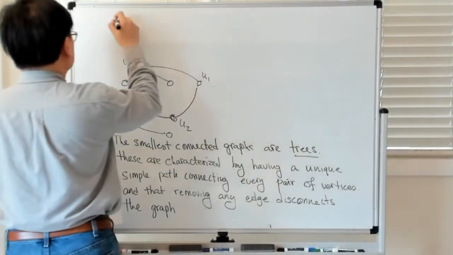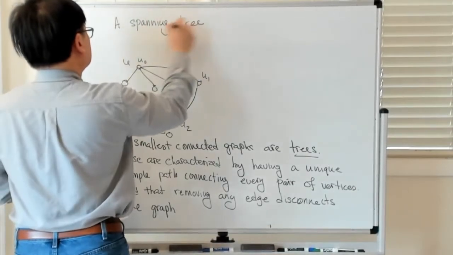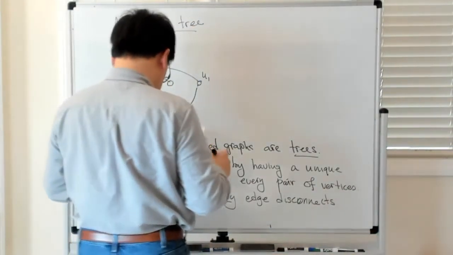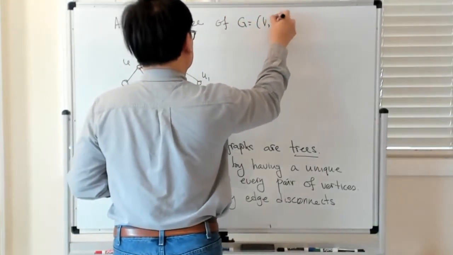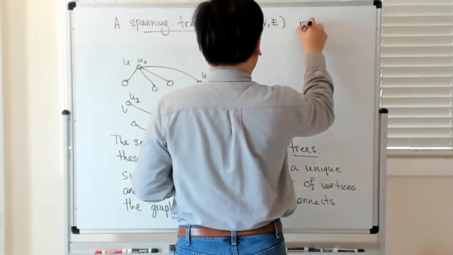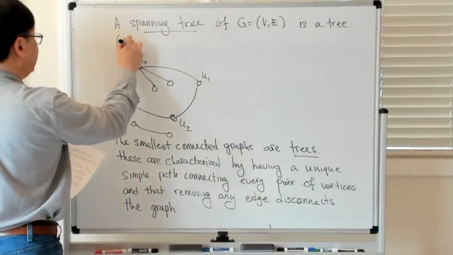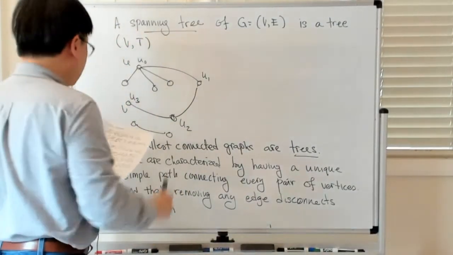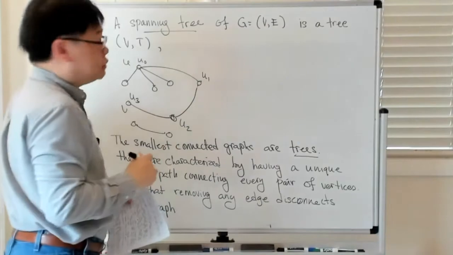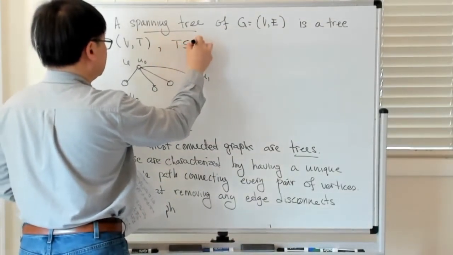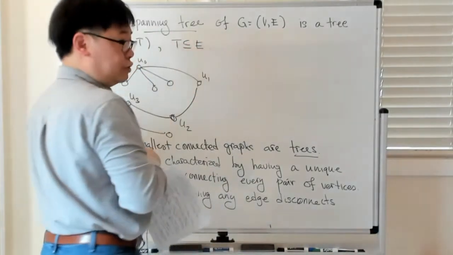So a spanning tree of some graph G, right, is a tree with the same vertex set. So let's call it V_T. Okay, and of course the edges of the tree have to be a subset of the edges of the original graph. Then E_T is a subset of E, and this whole thing is a tree. Okay.